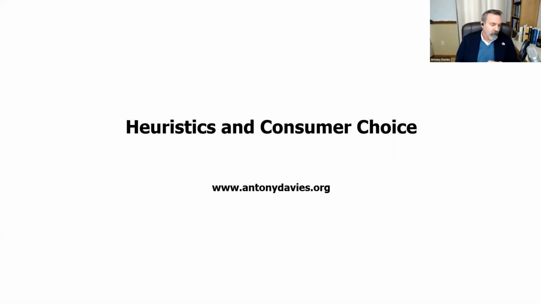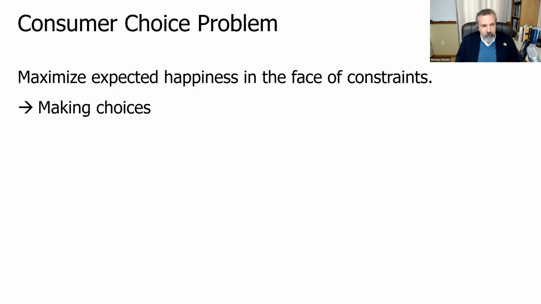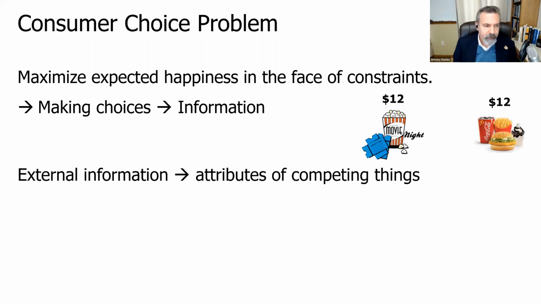So I want to talk about heuristics and consumer choice. The consumer choice problem is this, which you know from economics. To do this, you make choices. The choices require information, and there's two types of information that become important as you're making consumer choices. One is external information, that is information about the attributes of the things that you're thinking about consuming, about purchasing.